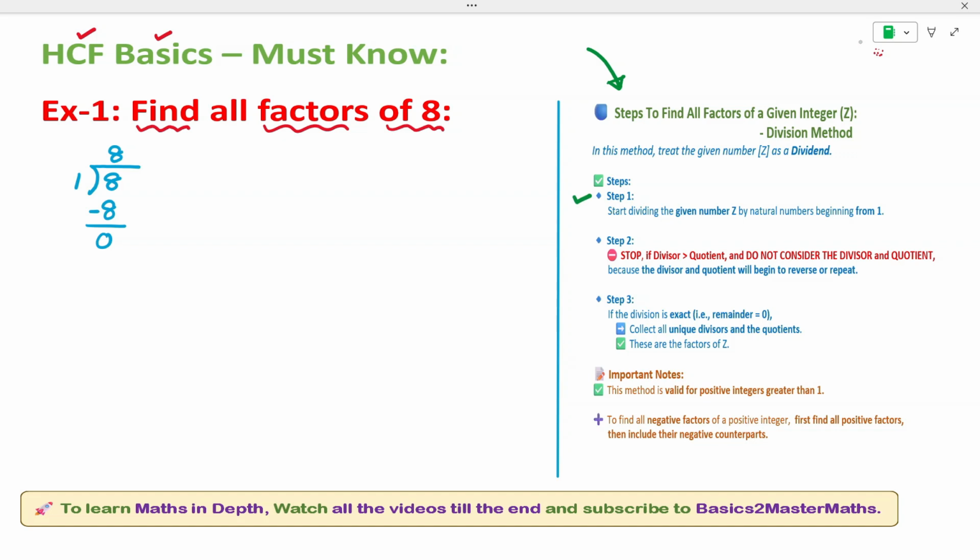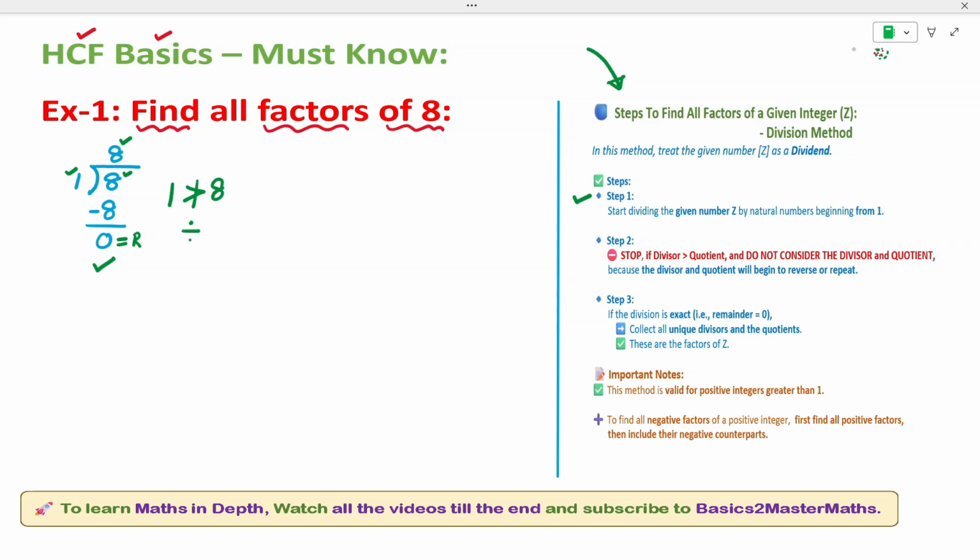Step 1. Start dividing 8 by the natural numbers beginning from 1. When we divide 8 by 1, we get 8 as the quotient and 0 as the remainder. So, this division is exact. In this case, the divisor 1 is not greater than the quotient 8.